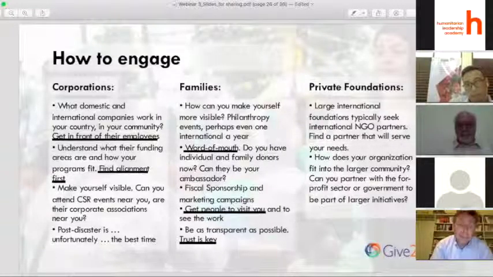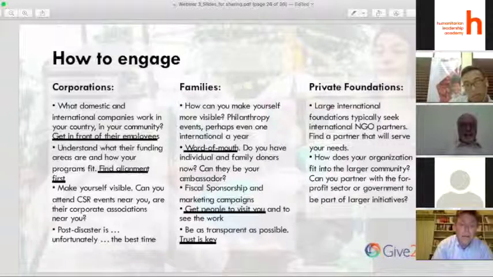And then make yourself visible. In your country, there are events that bring together companies for their CSR and philanthropy programs. Look and see how you can build visibility near you with some of the companies near you. And post-disaster, again, is unfortunately the best time to make an ask.